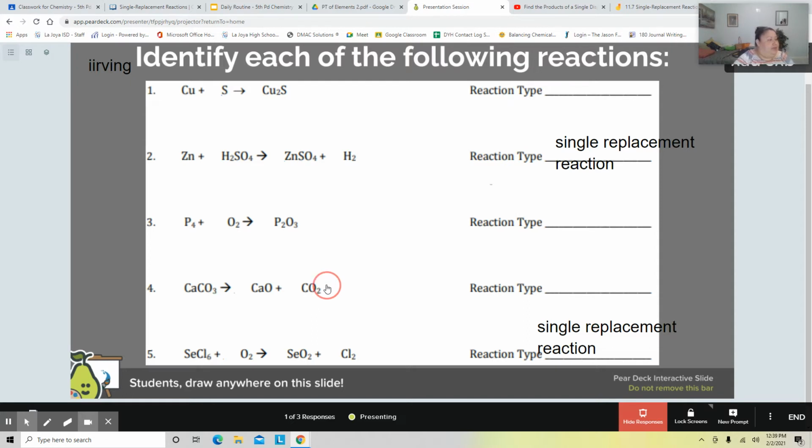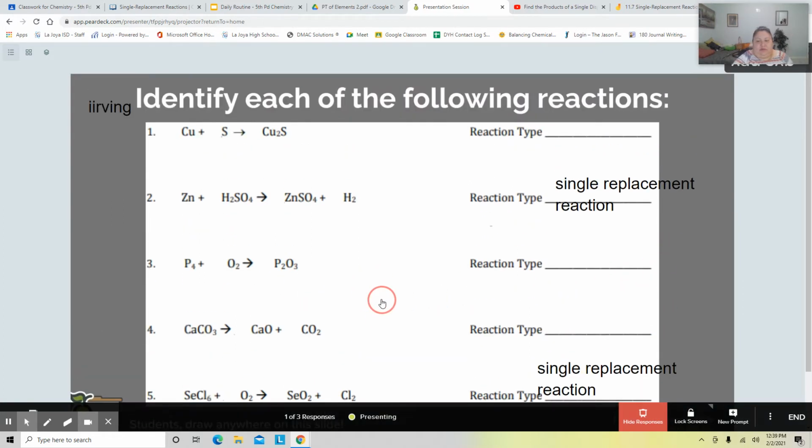What happened, Irvin? Irvin got kicked out or what? I don't see you putting the names in here. We said number 3 and number 1 are combination. But what is this? What type of reaction? What type of reaction breaks things into parts or to small compounds?